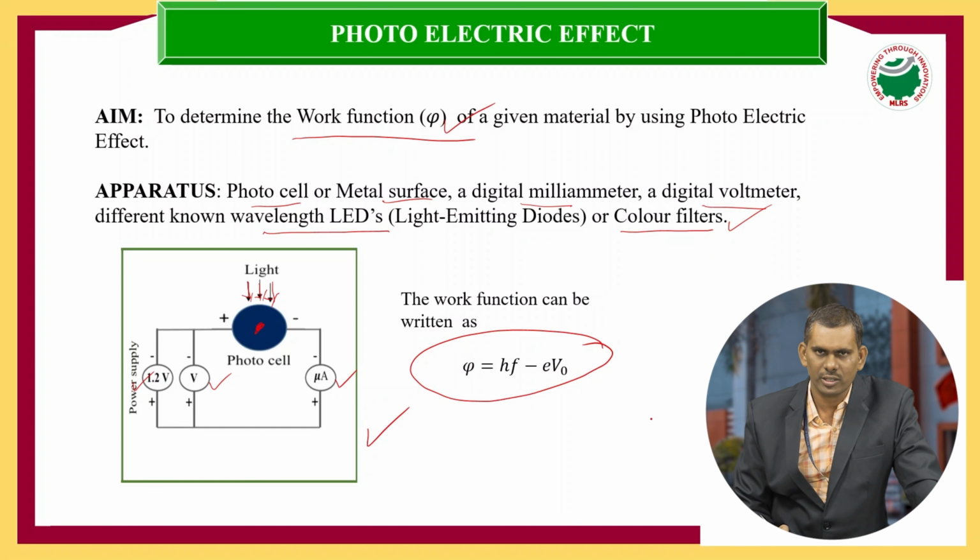To find out this work function in this experiment, we are using this formula hf minus eV naught. Here, h is Planck's constant and f is the frequency we are incidenting on the metal surface. Small e represents the charge of the electron, the constant value, and V naught represents the stopping potential value, that is, the stopping potential obtained by incidenting that particular wavelength or frequency on the metal surface. These are the components we substitute in this formula to calculate the work function psi. So this is the formula we are using to find out the work function.